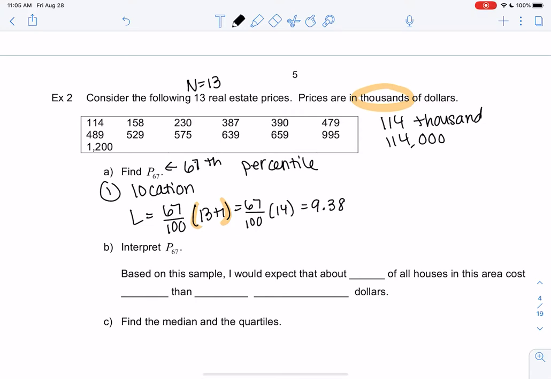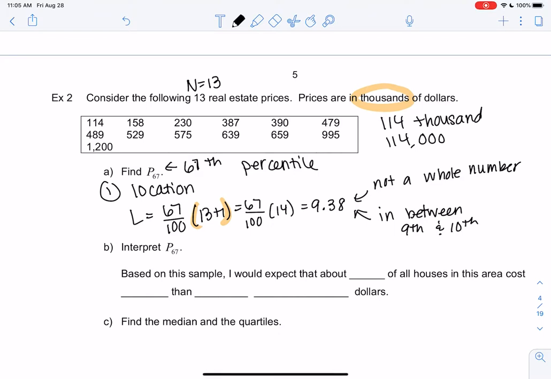So it's a decimal, so it's not a whole number. So it's not the ninth item. What this tells me is it's in between the ninth and 10th. Anytime we get something not a whole number, it'll be in between the one before, which is ninth, and the one after, which is 10th. So then we go to the list and find the value. That's step two. The data is already in order, so that's good. And we just count 1, 2, 3, 4, 5, 6, 7, 8, 9, and 10.